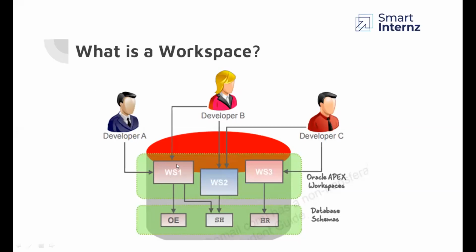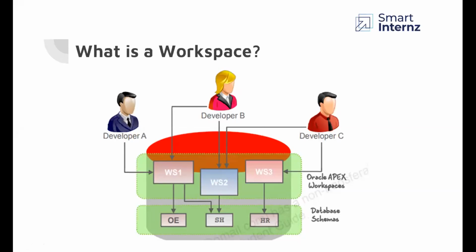When you go with workspace to schema, it is one-to-many. One workspace, many schemas you can assign. One workspace can be assigned to many developers, one-to-many relationship in either way. Okay, now coming to workspace 2. Here also you can see workspace 2 is assigned with only one schema, that is SH, and this workspace 2 is assigned to two developers, developer B and developer C.